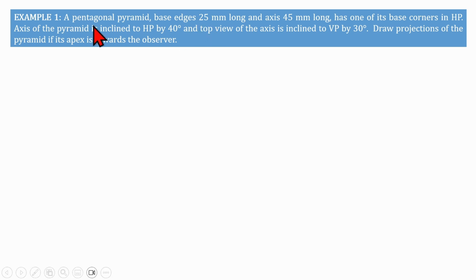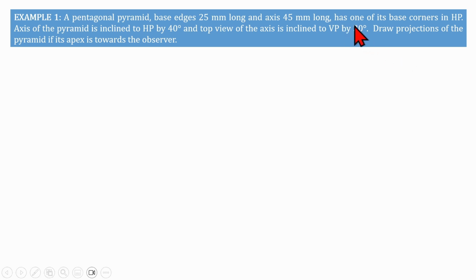Now what is size of this object? Shape is pentagonal pyramid. It is a solid shape, and size is length of base edge is 25 and axis length. Axis is an imaginary line joining center of base and apex. That is also called height of the object, and that height is 45 millimeters. So we know size and shape of the object. Now its position with respect to HP and VP is explained in the problem.